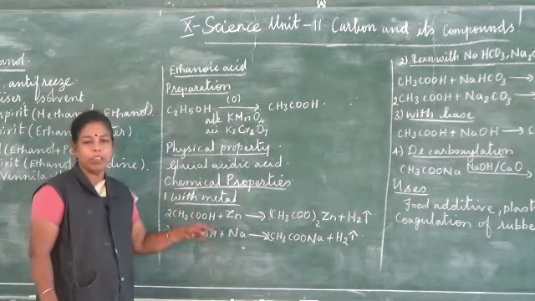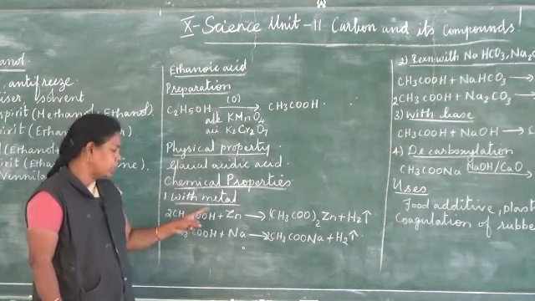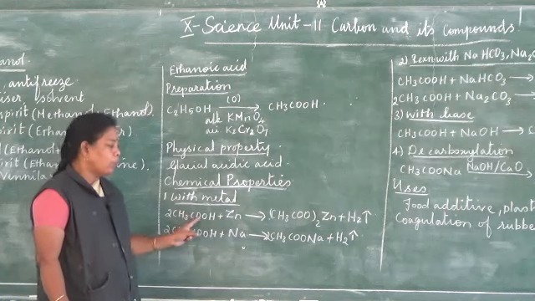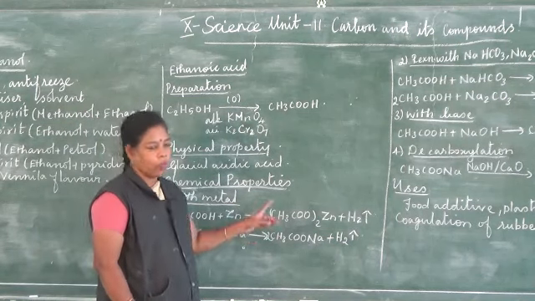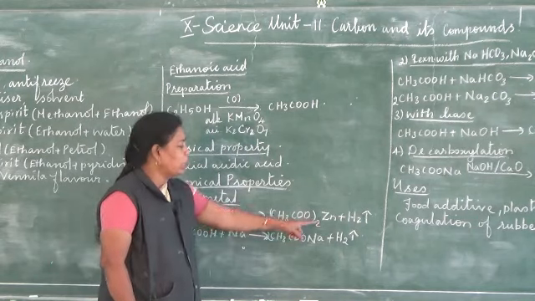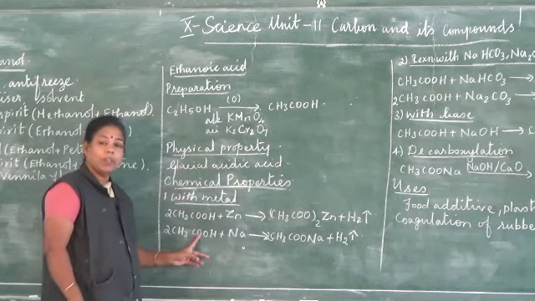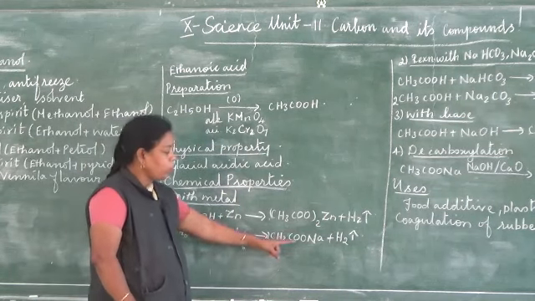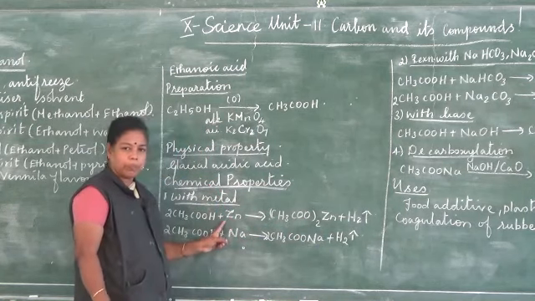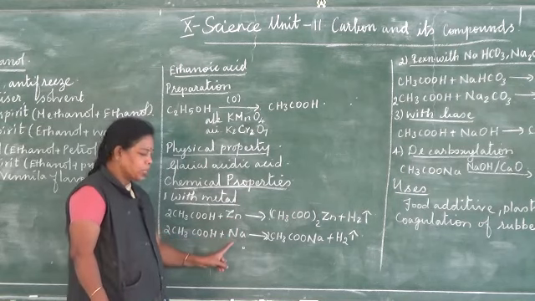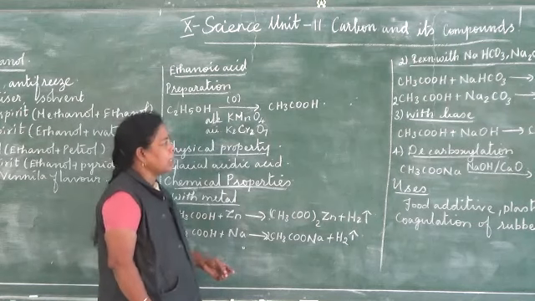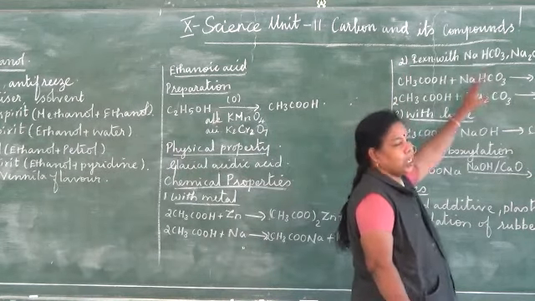First, how ethanoic acid is reacting with metal. Metals like zinc and sodium, when they react with ethanoic acid, form the respective ethanoate. For example, ethanoic acid reacts with zinc to form zinc ethanoate with the liberation of hydrogen gas, and with sodium it forms sodium ethanoate with the liberation of hydrogen gas. So this is the first property. Zinc is bivalent, that means its valency is 2, but sodium is monovalent, so it consumes 2 molecules of ethanoic acid.